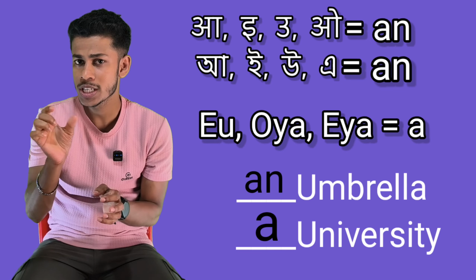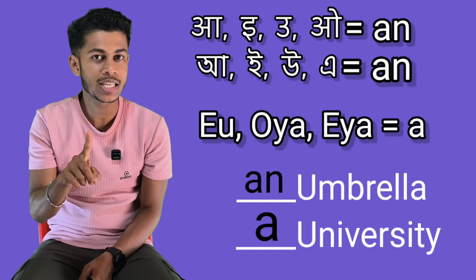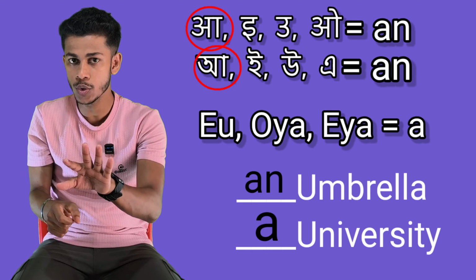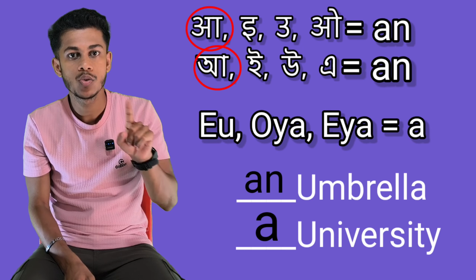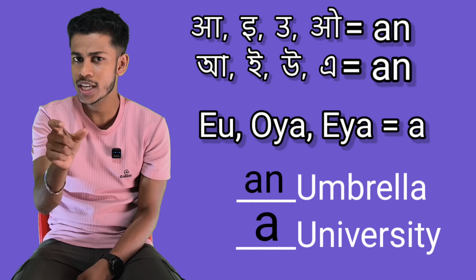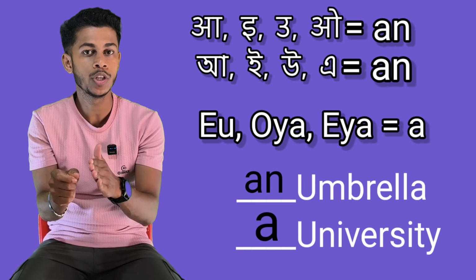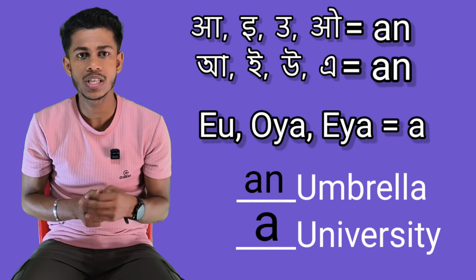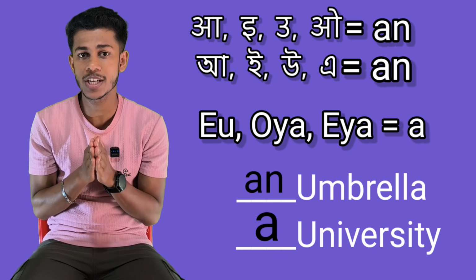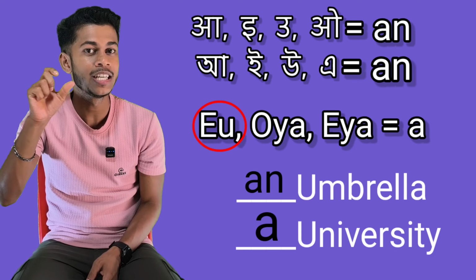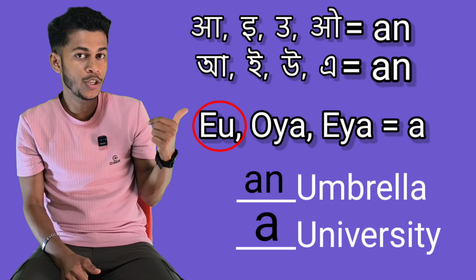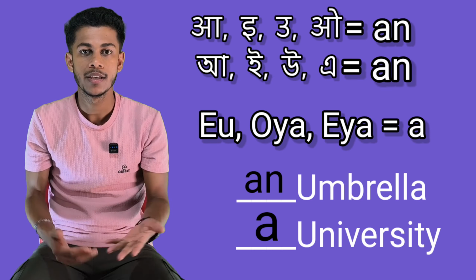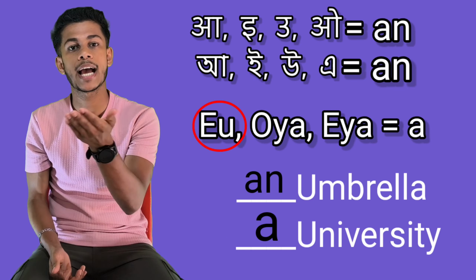See, umbrella. First pronunciation, don't focus on letter, focus on pronunciation. Umbrella, A. First word is A. Or I told you, before A, E, U, A, we will use N. So as our first pronunciation is A, we will use N. Now let's talk about our university. Why we use A? See, first word, what is the first pronunciation? University. U. Or I told you, before U, Wa, or Ia, these 3 sound or pronunciation we use A. This is why we use a university or an umbrella.